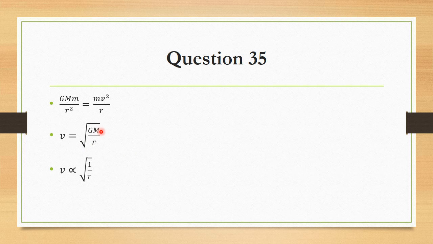Since G and M, the mass of the Earth here, are both constants, the velocity is just going to change as a function of 1 over the square root of r. And so how much will the velocity change if I double the radius? It will be the initial velocity over the square root of 2.